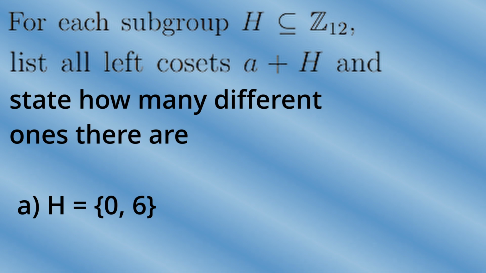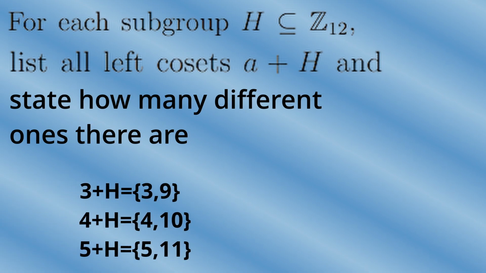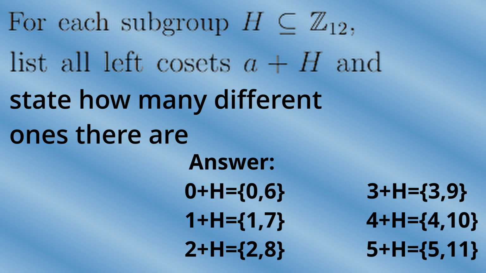A, H equals {0, 6}. The cosets are {0, 6}, {1, 7}, {2, 8}, {3, 9}, {4, 10}, {5, 11}. That's 6 cosets, each of size 2. We've basically split the 12 numbers into pairs that are 6 apart. You could color the 12-hour clock face in 2 alternating colors, and you'd see exactly this structure.